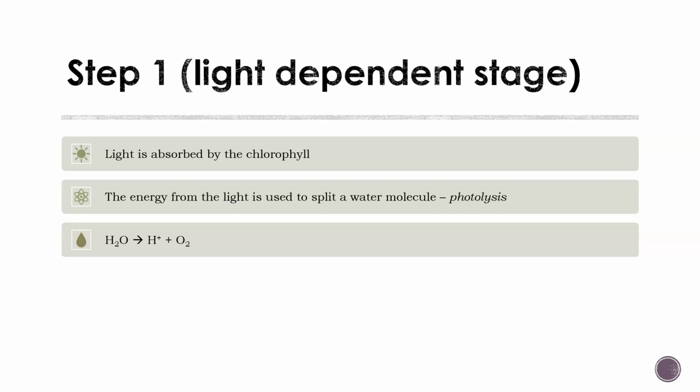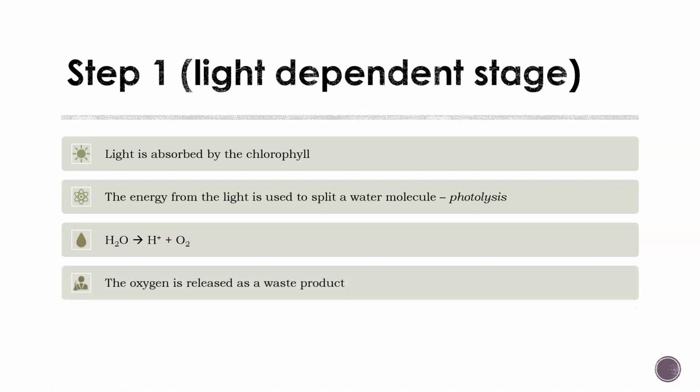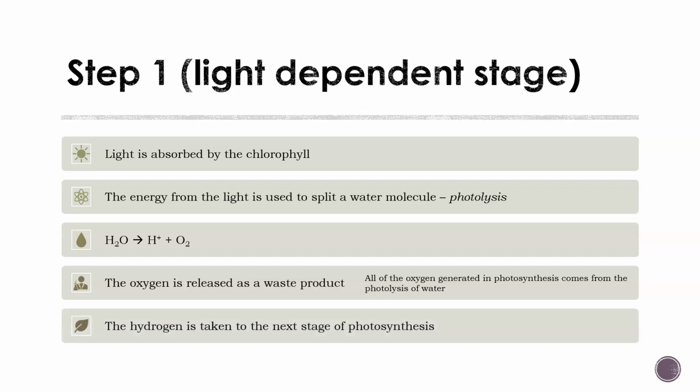So we've got H2O, and that forms our hydrogen ion and our oxygen molecule. The oxygen is released as a waste product from photosynthesis. All of the oxygen generated in photosynthesis comes from the photolysis of water. The hydrogen is taken to the next stage of photosynthesis.